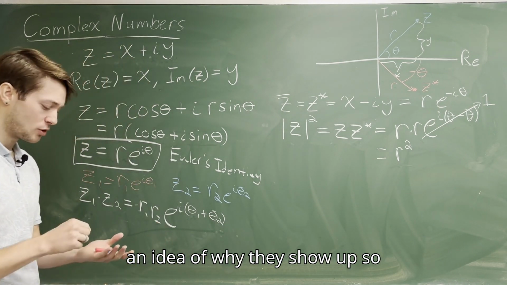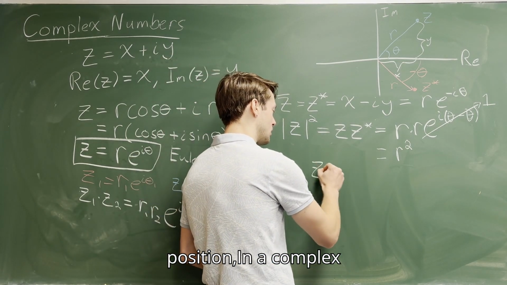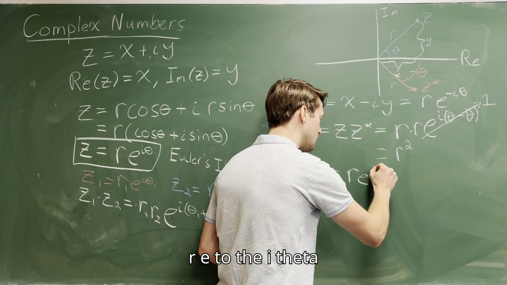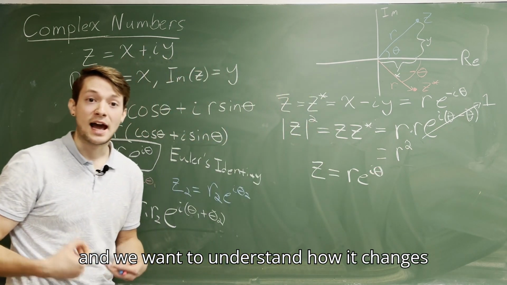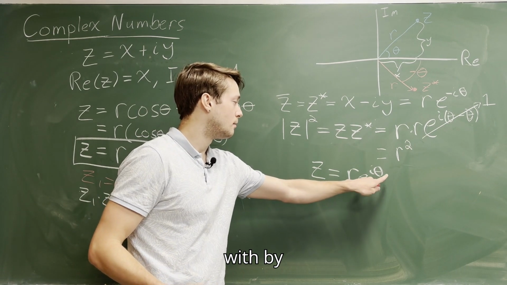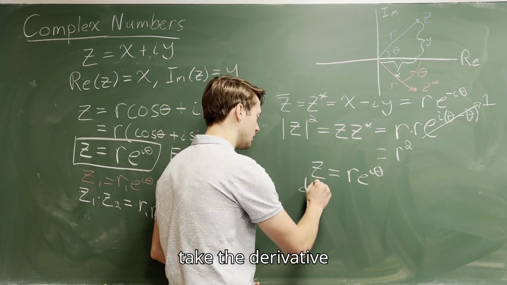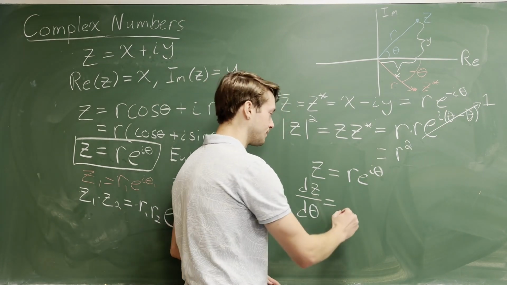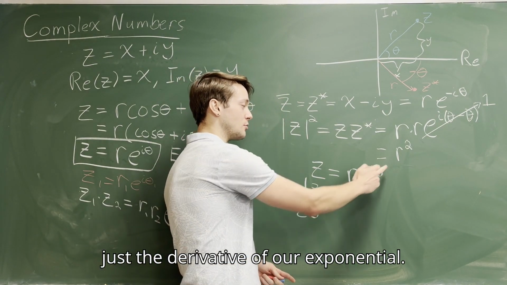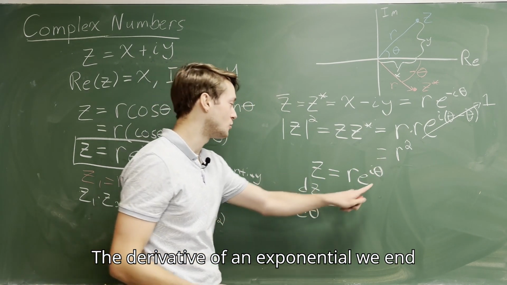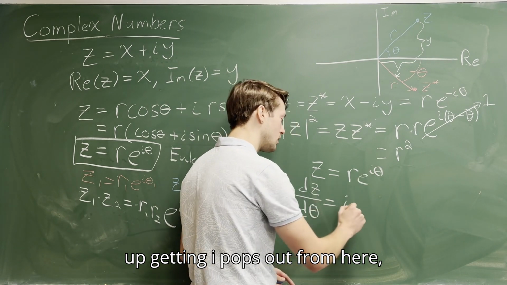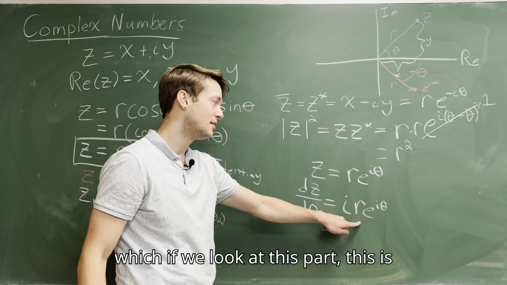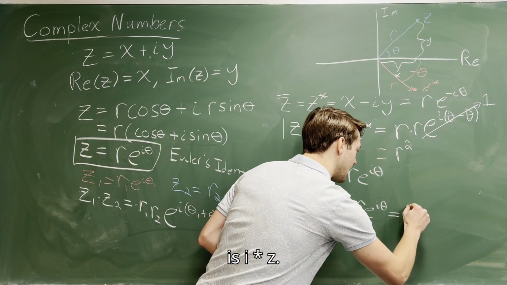And to get an idea of why they show up so frequently, if we think of our position in complex space as a complex number, again, r e to the i theta, and we want to understand how it changes by modifying theta, or in other words, if we take the derivative of our complex number with respect to theta, we would get, if we take the derivative of this, it's just the derivative of our exponential, the derivative of an exponential, we end up getting i pops out from here, r e to the i theta, which, if we look at this part, this is just our original complex number. So this is i times z.